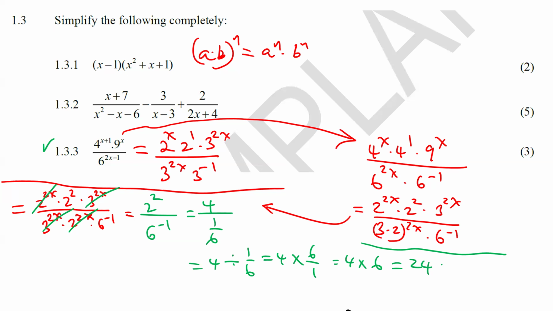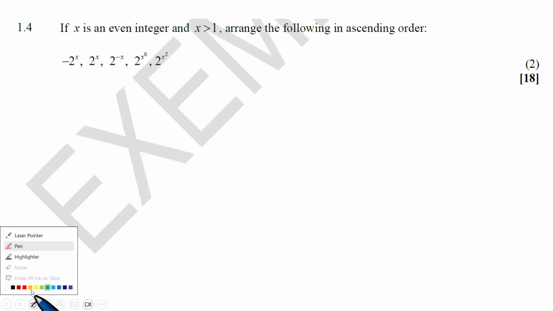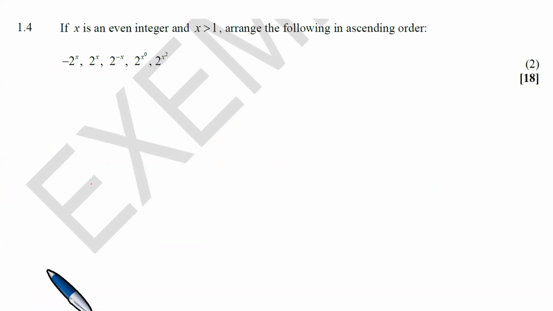So we continue. Next question. You need to watch this video during your own leisure. I'm going to post it. If x is an even integer and x is bigger than 1, arrange the following in ascending order. What is ascending order? What kind of order is this?